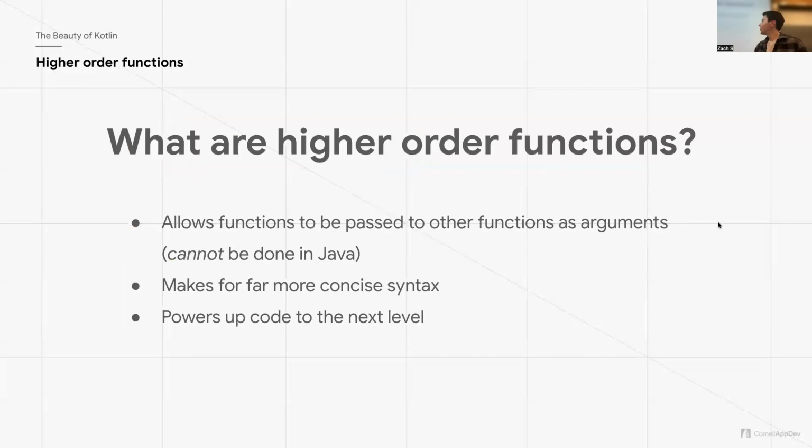All right. So let's start off with higher order functions. What are they? How can we use them? Higher order functions basically allow functions to be passed into other functions. It makes for a far more concise syntax, and it really powers up your code to the next level. So let's talk about some examples of higher order functions.